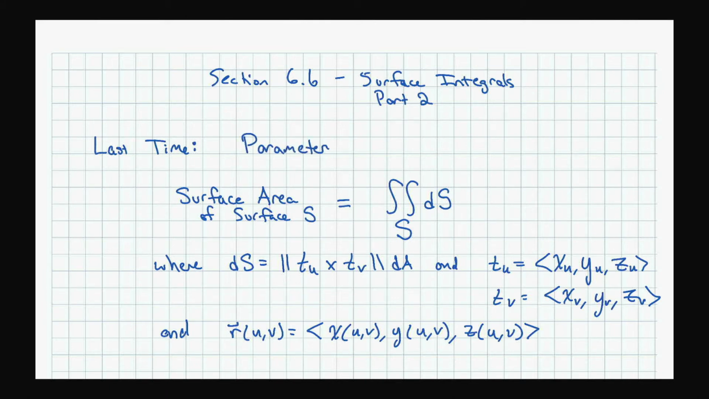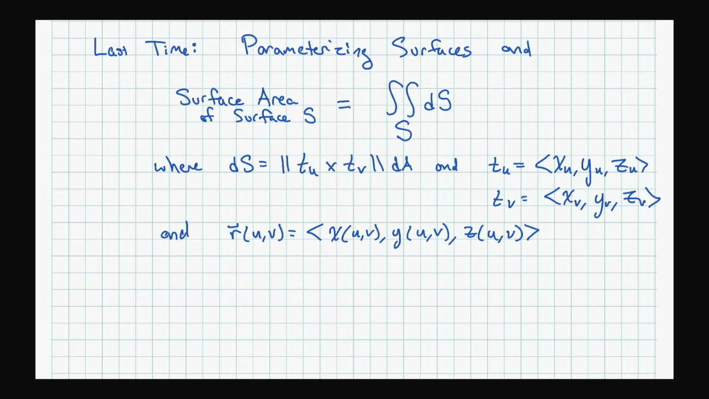Parameterizing surfaces and surface area, basically. So what we did was we came up with a formula for the surface area of a surface, which we said was going to be this double integral of dS. And in order to calculate the dS, you had to do a couple of things. You had to, number one, parameterize your surface.